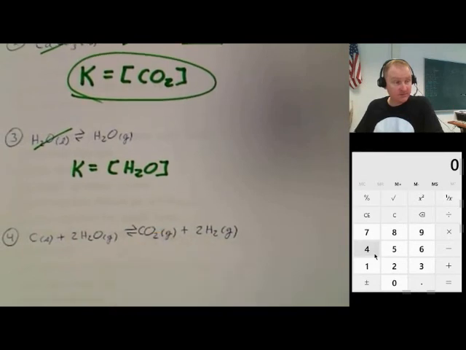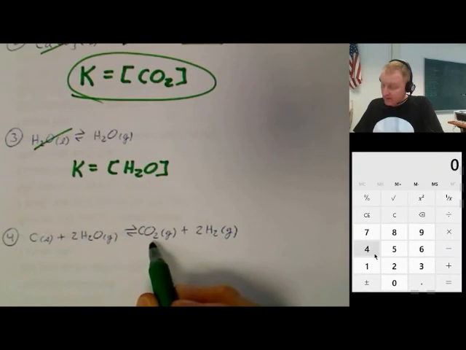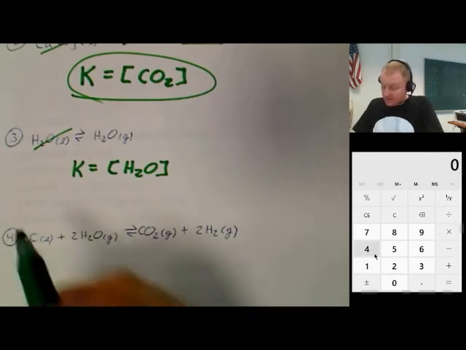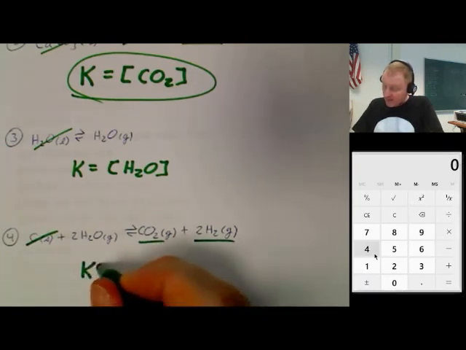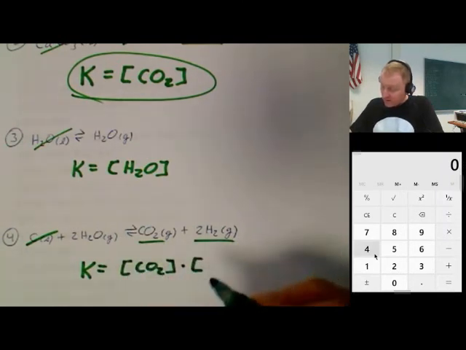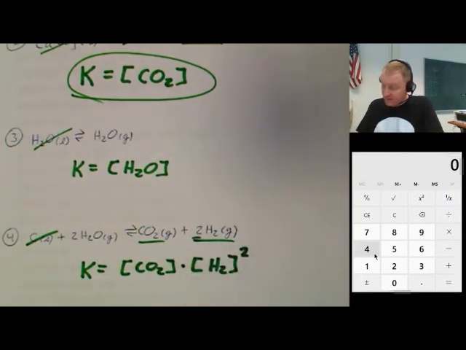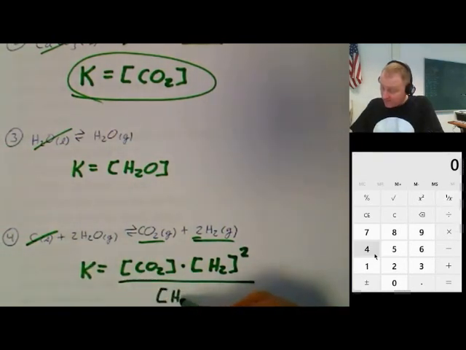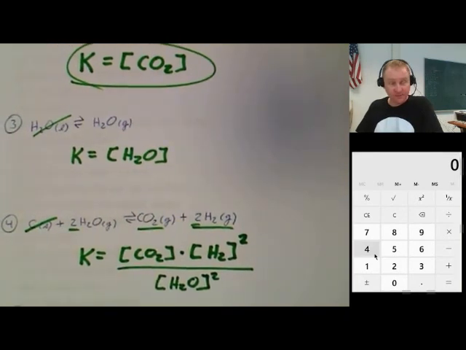Okay, let's look at number 4. Number 4, I've got solid carbon and water gas reacting to make carbon dioxide gas and hydrogen gas. So remember, that's a solid, so I'm not going to include this one. So these are my products going to be on the top. So K equals the concentration of CO2 times the concentration of H2 raised to the power of 2. This coefficient, I'm going to raise it to that power. And then it's going to be divided by the concentration of water gas. And there's 2 of them, so it's going to be to that power. So that would be the equilibrium expression for number 4.